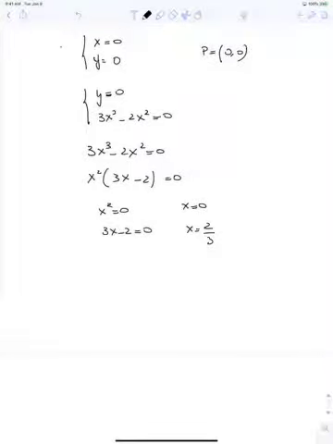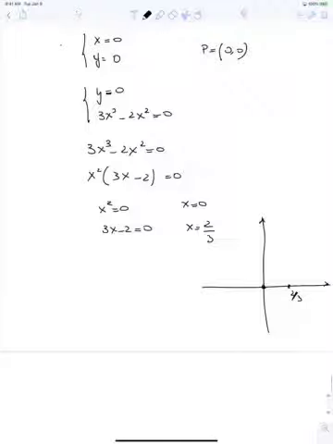So if we have our Cartesian plane, we know that the function is going to go through this point, and also through this point, where this one here is 2 divided by 3. And we know that the function is defined on the entire set of real numbers.